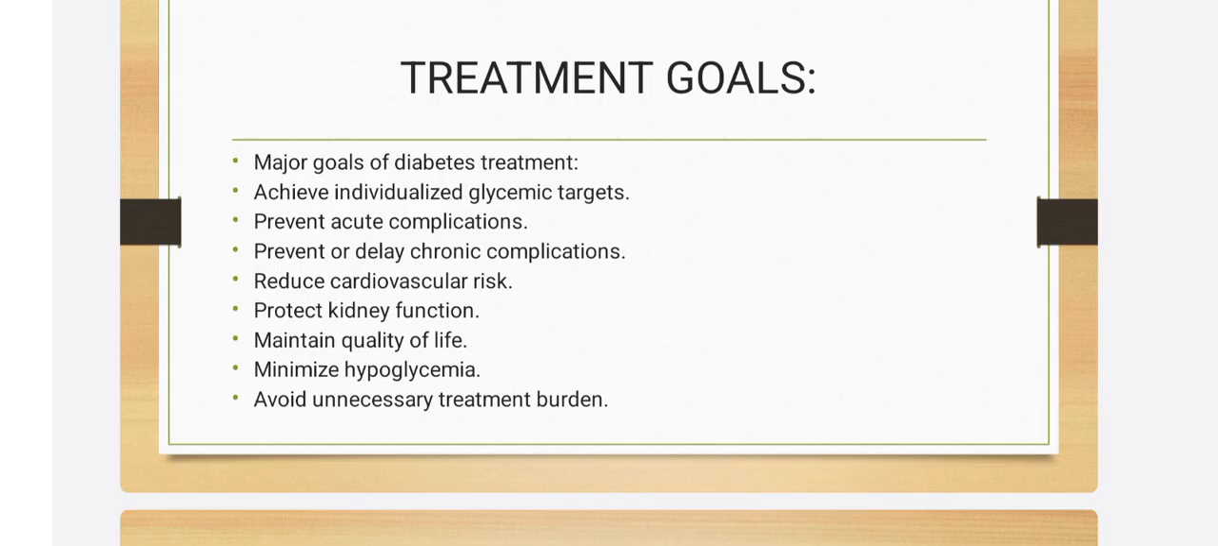Next, treatment goal. The first goal is to achieve individualized glycemic control. But glucose control is not the only goal. We also need to prevent acute complications such as severe hypoglycemia and hyperglycemic emergencies. We need to prevent or delay long term complications involving the eyes, kidneys, nerves, heart, and blood vessels. Another important goal is to reduce cardiovascular risk.